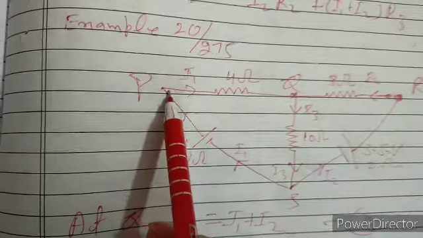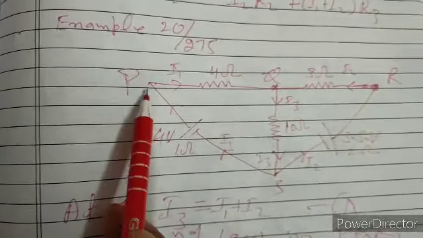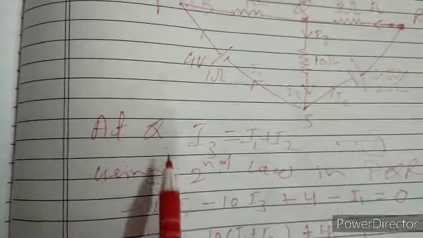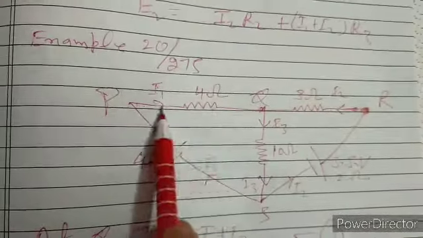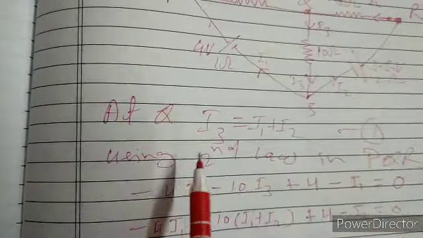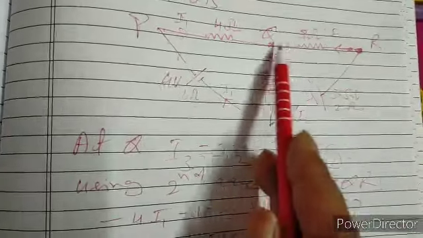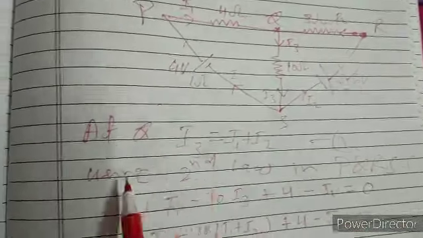Then take one loop, PQSP. At Q, I1 plus I2 is equal to I3, using Kirchhoff's first law. I1 plus I2 is equal to I3, using Kirchhoff's first law. Okay.